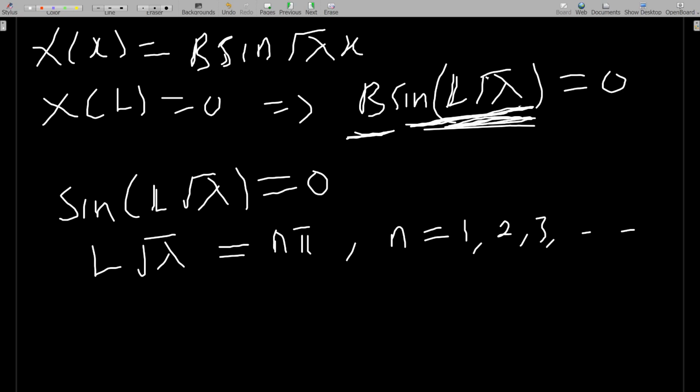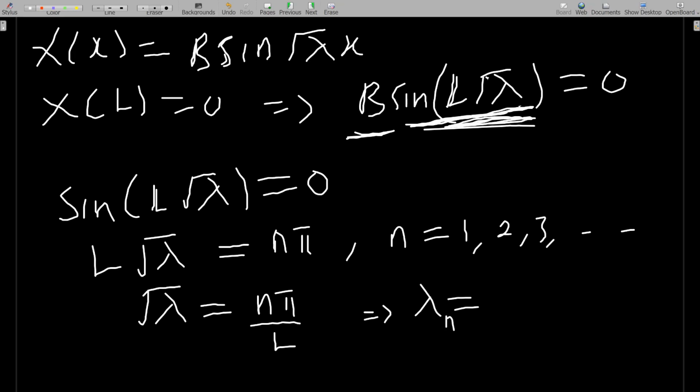Now with this particular one, let's try to find lambda. Now you know square root of lambda here will be equal to n pi over L. This implies that our lambda will be equal to, or lambda n, because here there will be many, n pi over L all squared. Okay, that is what we have now.